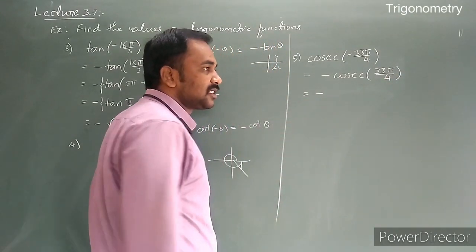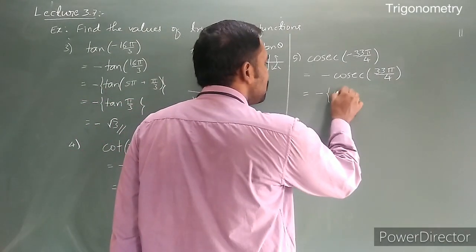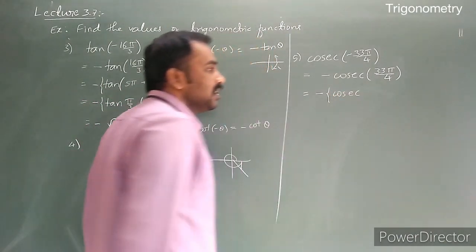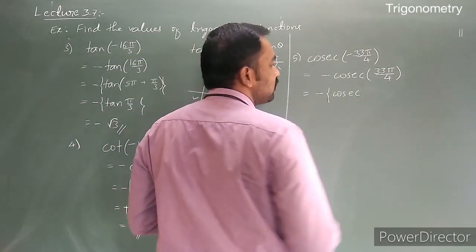Now keep the minus sign as it is. Split the 33 pi by 4 by adding the nearest multiple of 4 to 33. What is the nearest multiple?